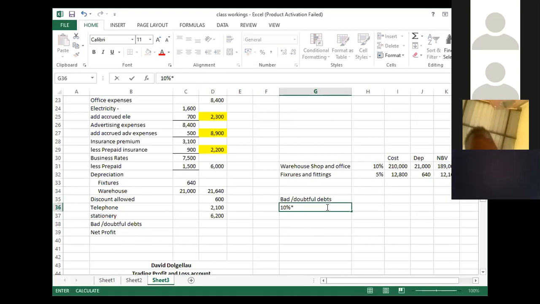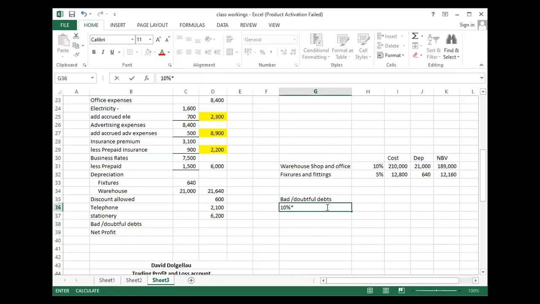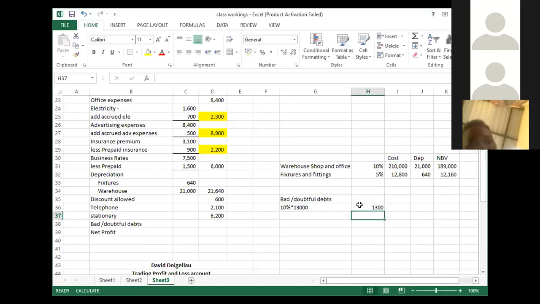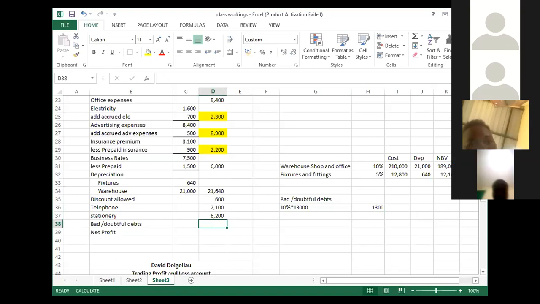What was the amount of debtors in the trial balance? The amount of debtors in the trial balance is 13,000. So 10% multiplied by 13,000, you'll be able to get what? 1,300. True or false? So that comes there, 1,300.